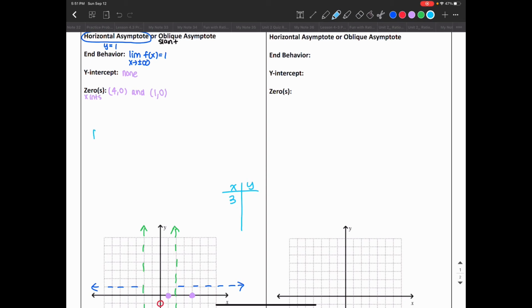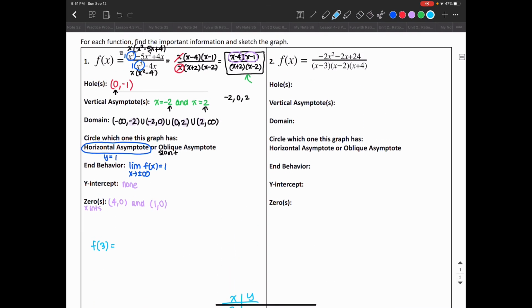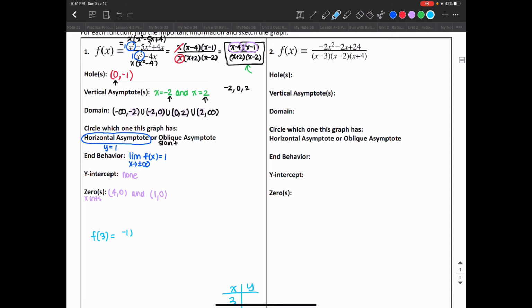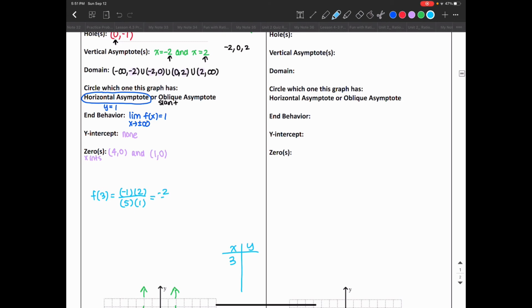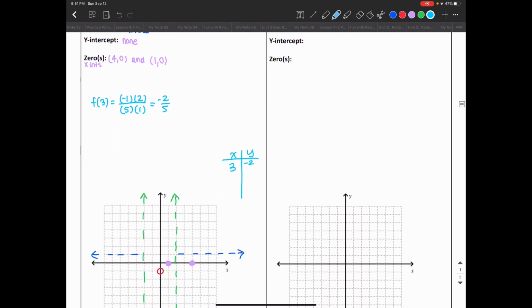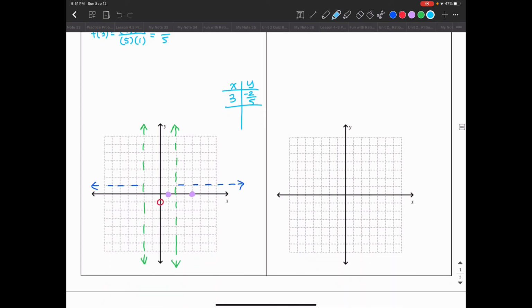So f of 3 is going to be 3 minus 4, which is -1, times 3 minus 1, which is 2, over 3 plus 2, which is 5, times 3 minus 2, which is 1. I'm going to get -2 fifths. So I know it's -2 fifths. And so I should be going downwards, (3, -2/5). So yes, I'm going downwards as I approach that vertical asymptote. And then as I go to the right, my end behavior is that I am approaching the horizontal asymptote. So that's what the right-hand side is going to look like.